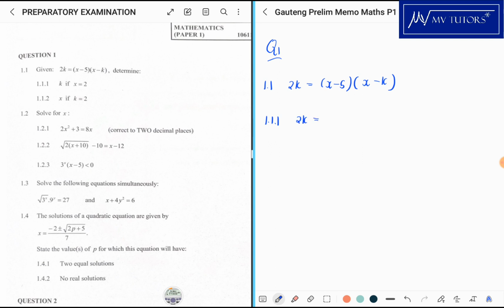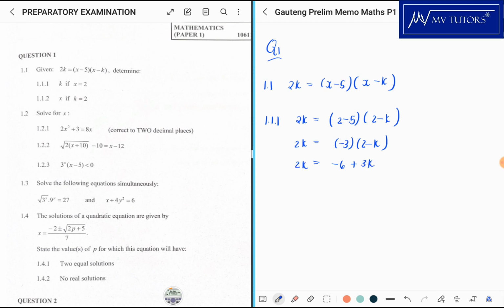Okay, that sounds doable. So if x is equal to 2, we're just going to substitute 2 wherever we see x, and then we're just going to solve, right? So 2 minus 5, that's just negative 3. And then we have 2 minus k. So we're just going to get rid of the brackets, bring the 2k to the other side, and we'll see how it works out. So negative 3 times 2 is negative 6, and then we have positive 3k.